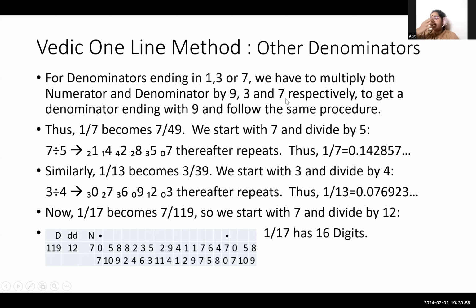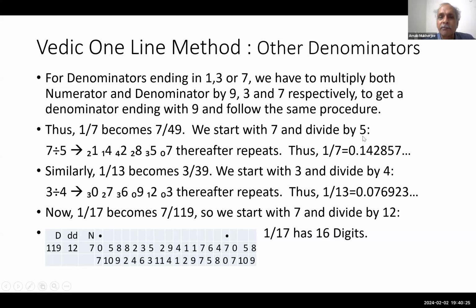So you get the last digit of the denominator as 9. It should be ending in 9, so that we can apply that procedure. To get the denominator ending in 9 and follow the same procedure. Thus, 1 by 7 is expressed as 7 by 49. We start with 7. We do not start with 1. 1 by 49 will be something else. I want 1 by 7, so it is 7 by 49.